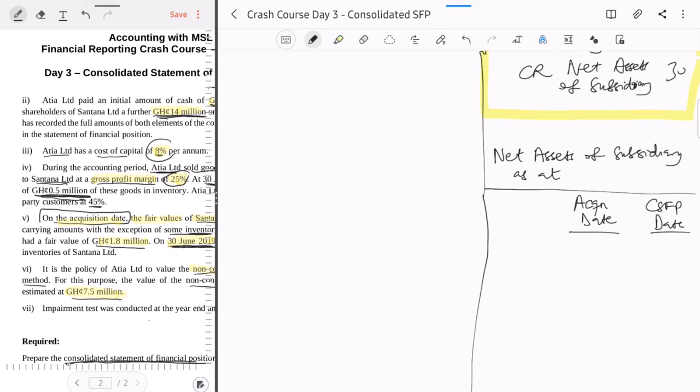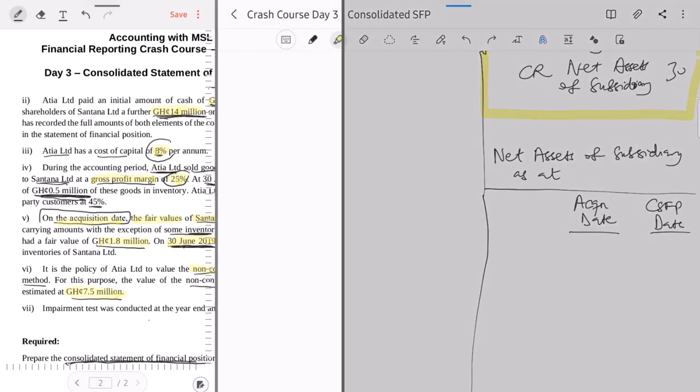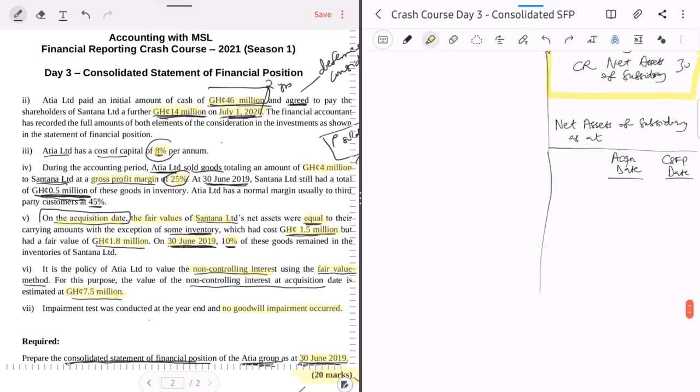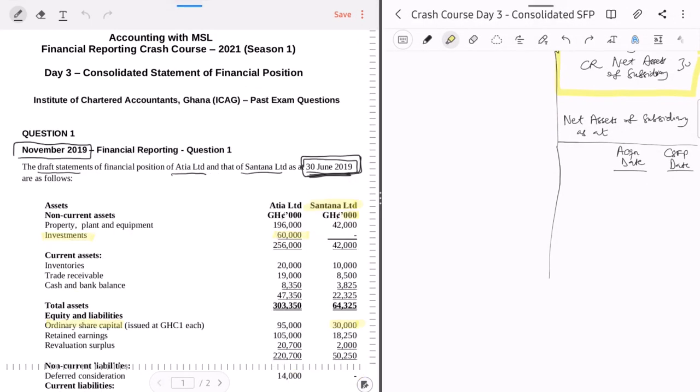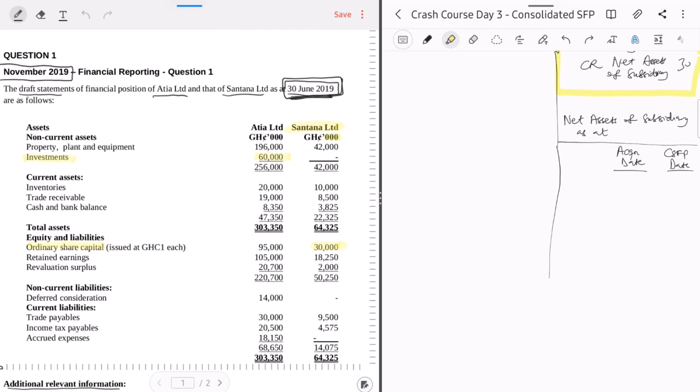Now, what figures will come here? Take note, it is net assets of the subsidiary. So we don't prepare net assets for the parent ever. You only prepare it for the subsidiary. If the question has an associate as well, then you prepare two net assets, one for the subsidiary, one for the associate. And that will be the engine room for both of them where you do all your workings, right? So let's keep going. Let's try and find the net assets figures.